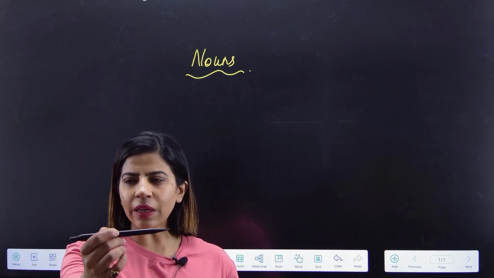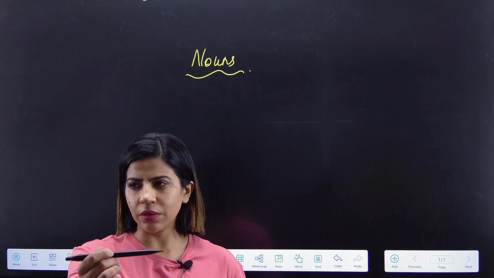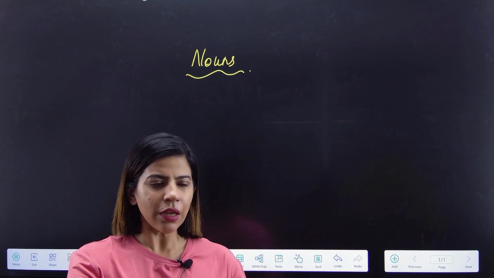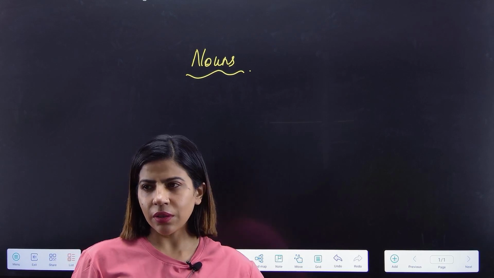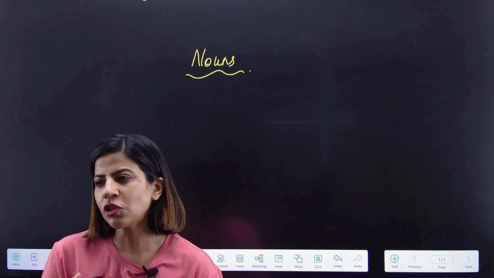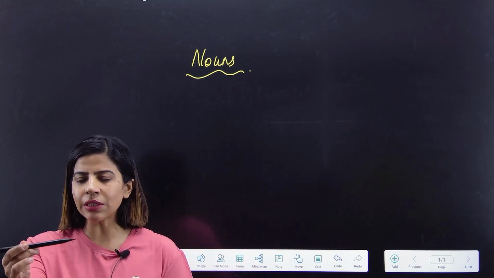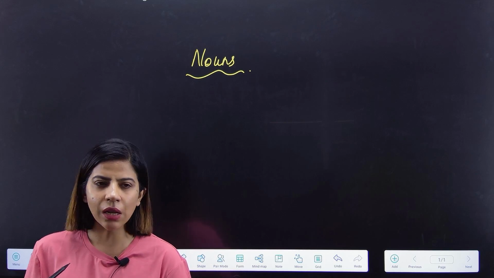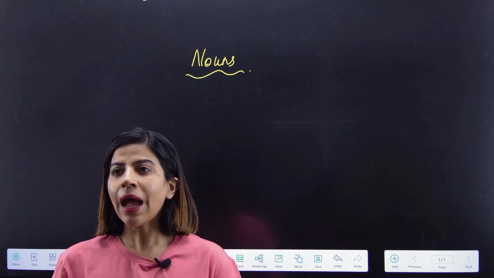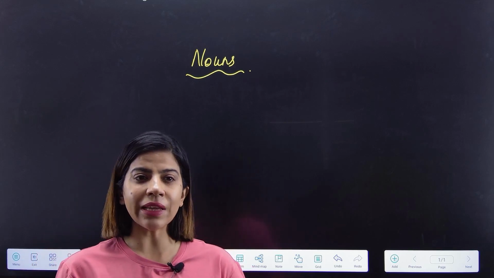If I call this thing in my hand, what is it? It's a pen, right? My name is Shipra Kalra, right? So pen is a common noun. Shipra Kalra is a proper noun. And there are some other nouns, just like abstract noun.